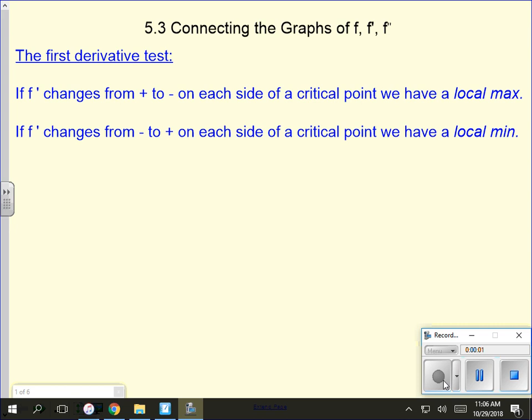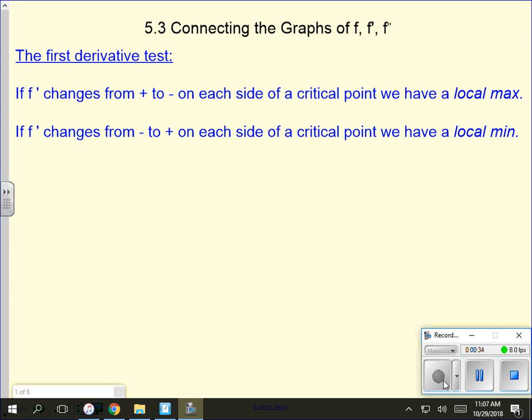So, 5.3, connecting the graphs of f, f prime, and it should say f double prime. So we're going to add the second derivative to what we're doing in here. We've dealt with increasing and decreasing, local max, local min, absolute max, and absolute min, and how to find them. Take the derivative, set it equal to 0, or find out what's undefined to get the critical points. Today we're going to add the second derivative and all of its wonders into that as well.